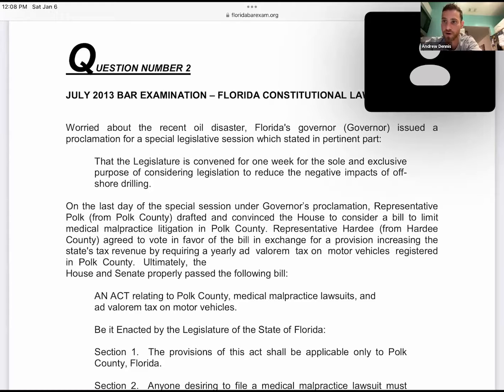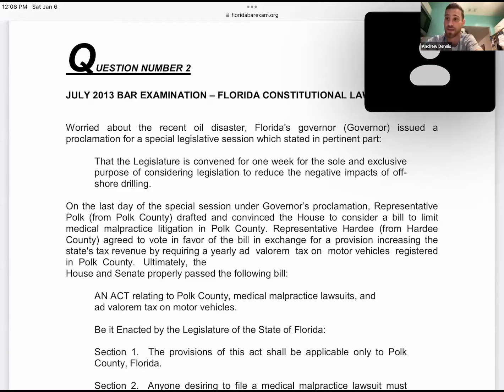Representative Hardy from Hardy County, again, that'd be like my name being Dade, agreed to vote in favor of the bill in exchange for a provision increasing the state tax revenue by requiring yearly ad valorem taxes on motor vehicles registered in Polk County. Yikes.